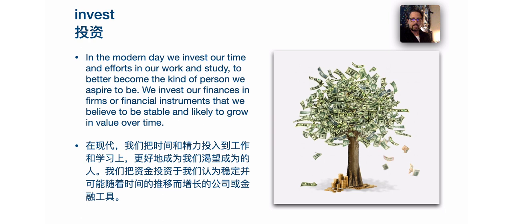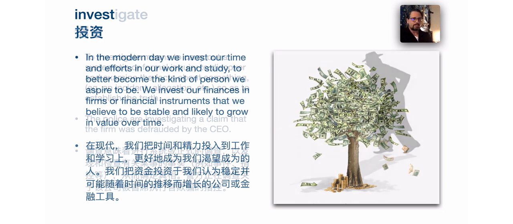We also invest our finances in firms or financial instruments that we believe to be stable and likely to grow in value over time. So where we invest our money, we invest it into firms and products that we believe will grow in value and benefit our lives over time. Just as we invest our own time and effort and energy into activities that we believe will give us future benefit. Just as when we put on the garment, we then become the kind of person that type of person ought to be. That's the meaning of invest there.